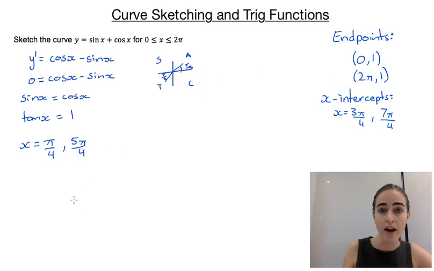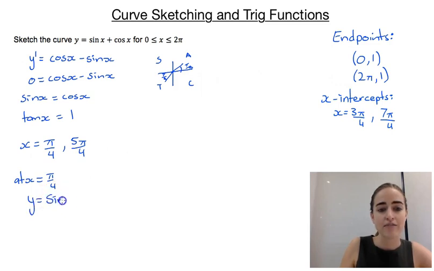Now we need to find the y coordinates and then determine their nature, so figure out whether they're maximums or minimums. So at x equals pi on 4, y is going to be equal to sine pi on 4 plus cos pi on 4.